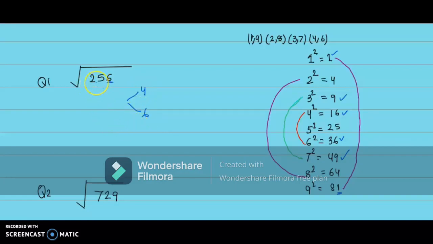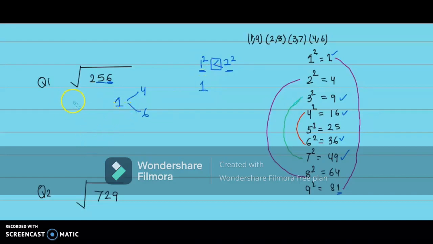Then you take out these two digits and you are now concerned with the number 2 only. So now try to find out in this table where 2 lies. 2 lies between 1 square and 2 square. 1 square is 1, 2 square is 4, and 2 lies between them. So definitely we have to select the smaller number. The smaller number here is 1. So we will go for 1.